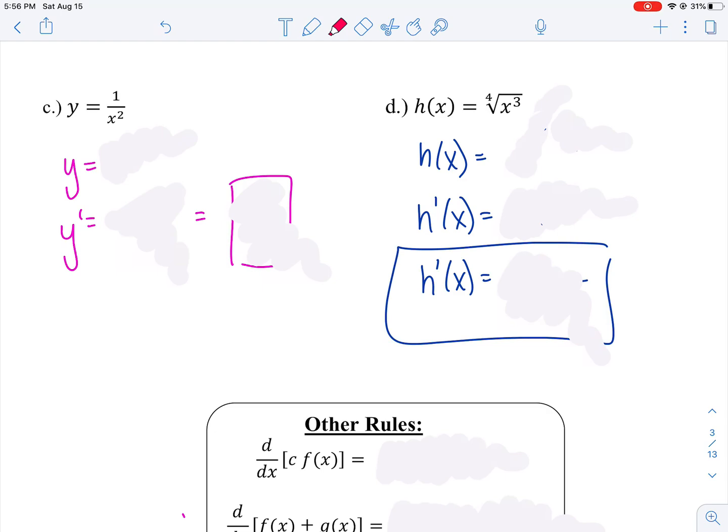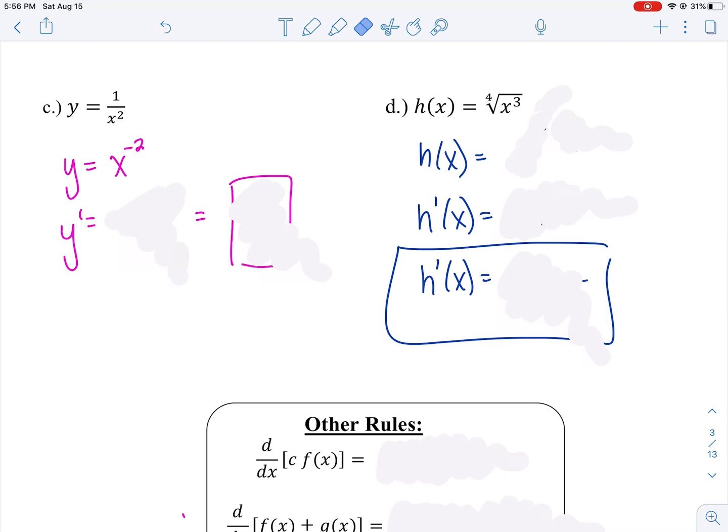So just like B, we have to somehow rewrite these problems so that they look like one of the rules that we've learned. None of our rules said anything about the x to the nth power being in the denominator. We only have a rule where the x is in the numerator. So how can we take this 1 over x squared and change it so that it looks like the power rule? Well, just like we did in the last problem, we're going to go backwards.